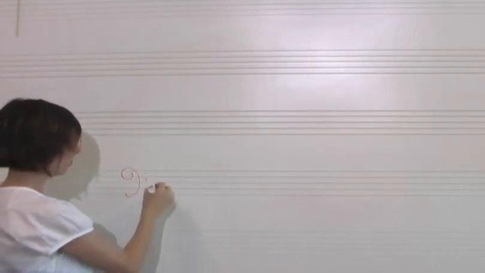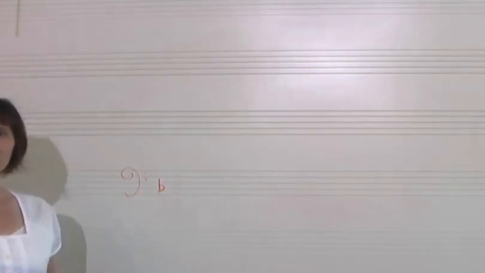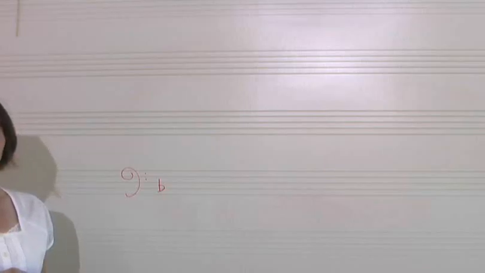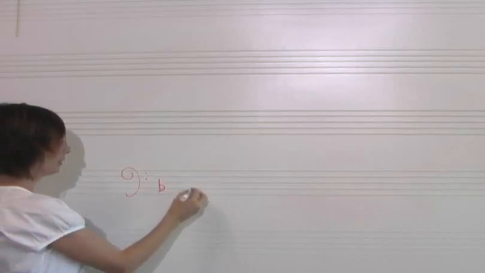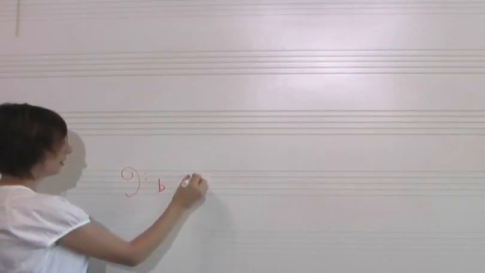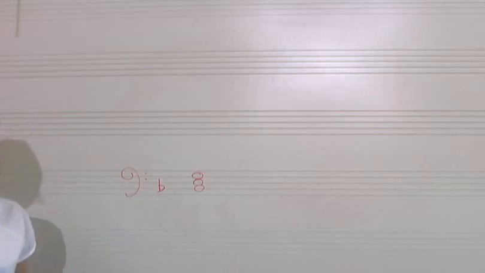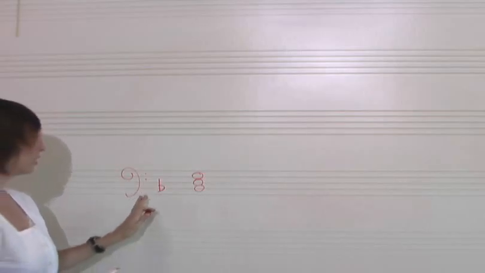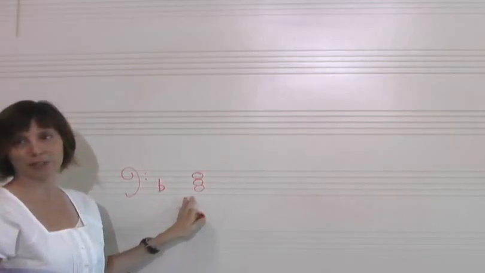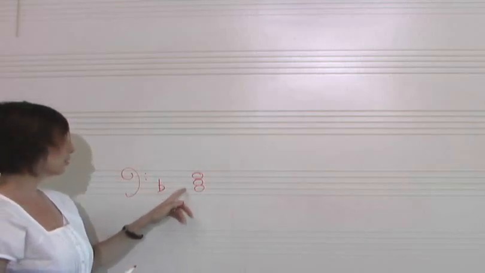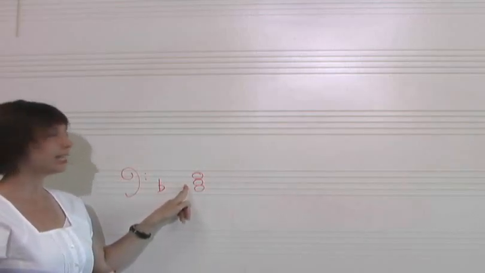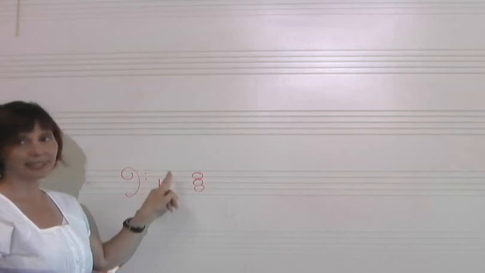So let's say we have a piece of music in the key of F major, and we see this triad in our music. Well, first of all, we have to remember that this flat applies to every B in our piece of music. So this triad is made up of B flat, D, and F.